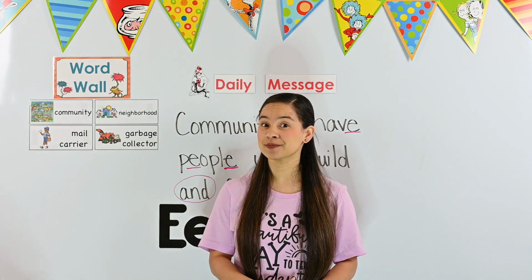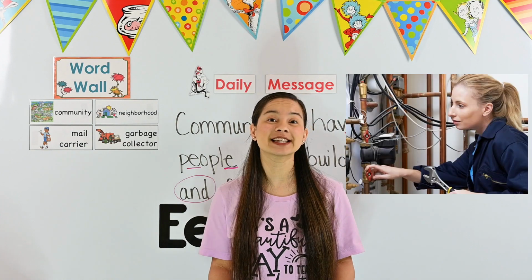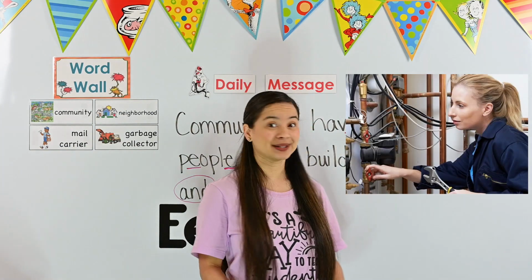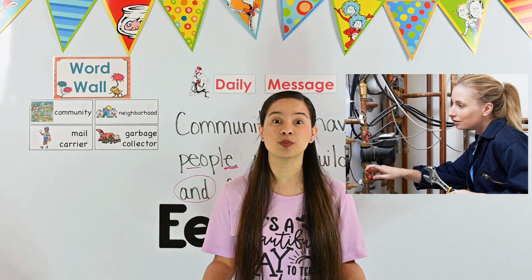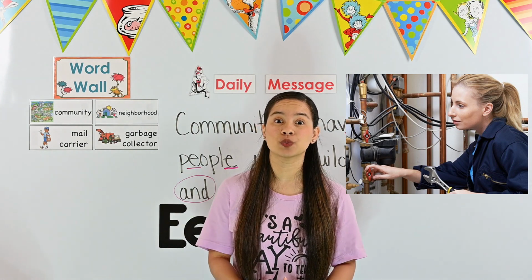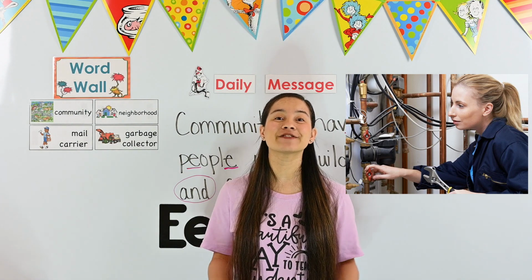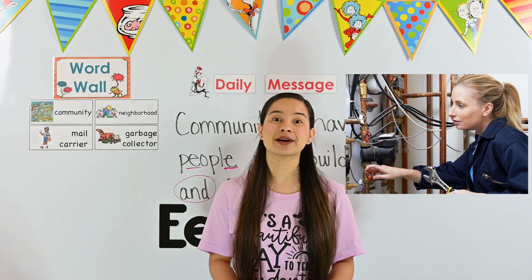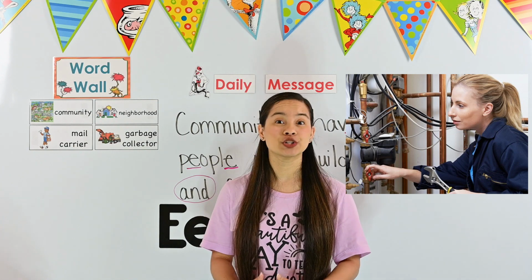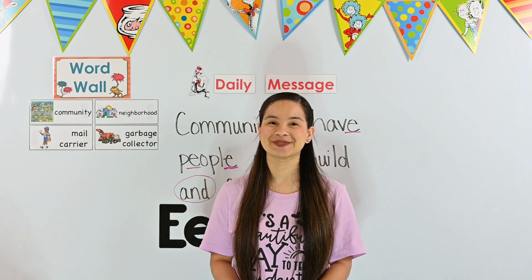Another community helper that builds and fixes things is a plumber. A plumber may help in your home. If something goes wrong with your water line, they are there to fix the plumbing. The plumbing is the machinery that we use to get water to different buildings.